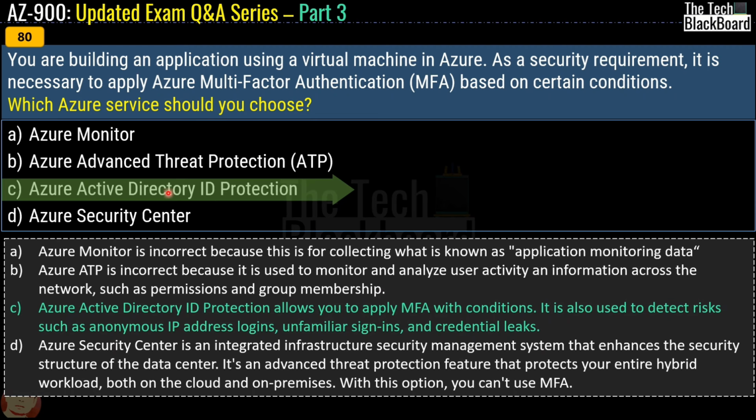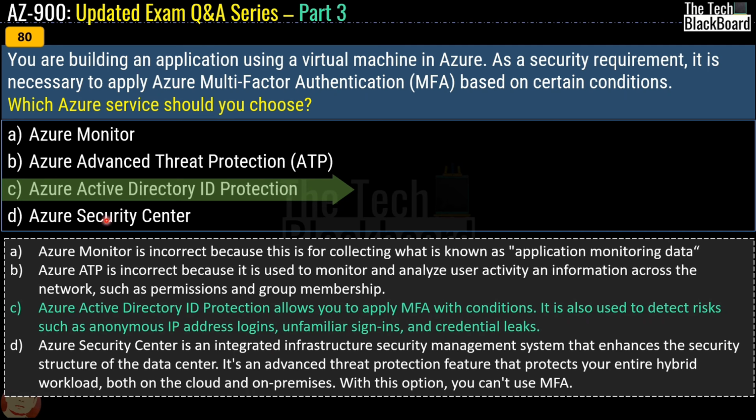Moving on with Azure Active Directory ID Protection, which is the correct answer because this allows you to apply MFA with conditions. And that's what our question is also asking, that we have to implement Azure multi-factor authentication based on certain conditions. It is also used to detect risks such as anonymous IP address logins, unfamiliar sign-ins, and credentials leak.